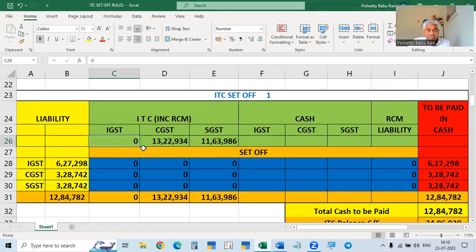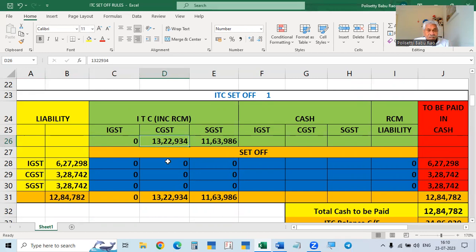Like that, the liability is only for this month. Every month you will pay. The ITC is only carried forward. That is why if there is some balance from last month, that will be carried forward and added to this month's ITC. The total will be taken. So now we will take this.